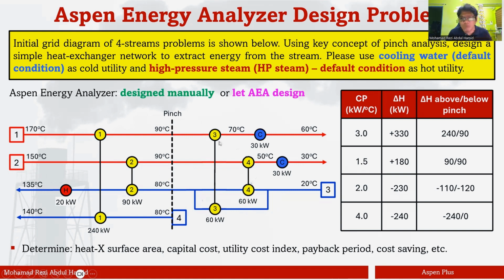So as I said, we're going to recreate this in our hand design. And of course, we're going to determine what is the heat exchanger surface area, what is our capital cost, utility cost index, payback period, as well as cost saving. All right, I think I have described all of it. So yeah, let's go to our Aspen Energy Analyzer software.